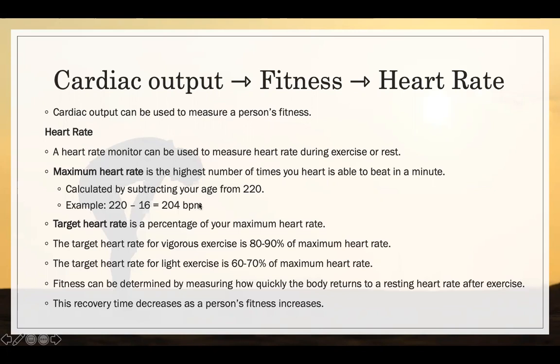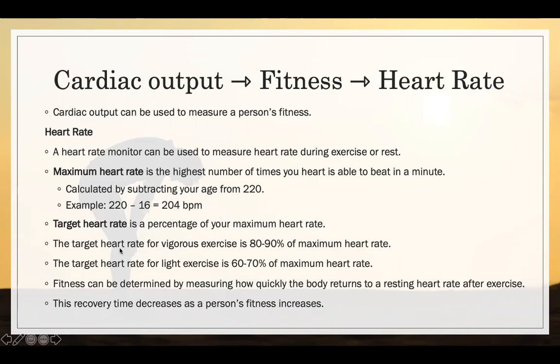As you get older, your maximum heart rate starts to decline. But if you're looking into fitness and you want to exercise strategically, we have what's called a target heart rate. Depending on your activity, you might have a target heart rate for something that's a little more vigorous. So you're going to be running a lot, playing high intensity sports. For vigorous exercise, you want to aim for about 80 to 90% of this maximum heart rate, because remember, this is as hard as you can go. You are maxed out at your maximum heart rate.